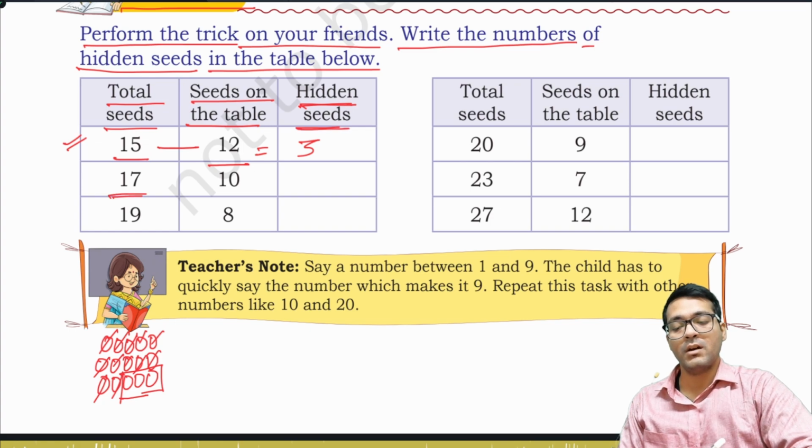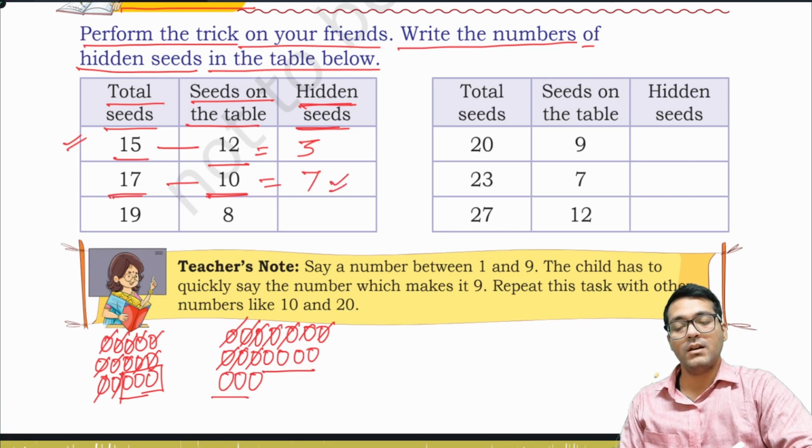Similarly, there are 17 marbles or seeds in total and 12 seeds are visible on the table. That means 7 are hidden. 1, 2, 3, 4, 5, 6, 7, 8, 9, 10, 11, 12, 13, 14, 15, 16, 17. And you have to cut 10. 1, 2, 3, 4, 5, 6, 7, 8, 9, 10. That means 4 here and 3 here. 7 seeds are hidden.